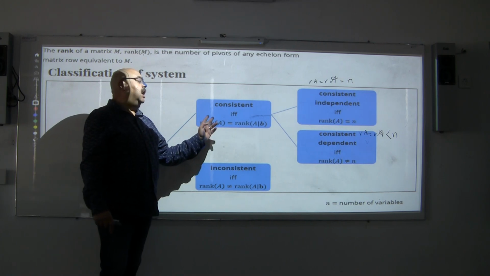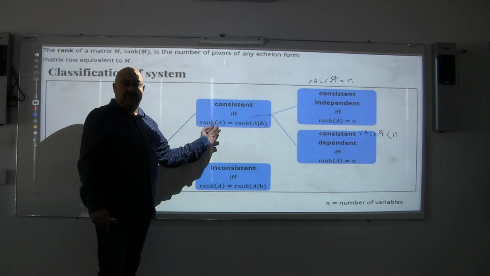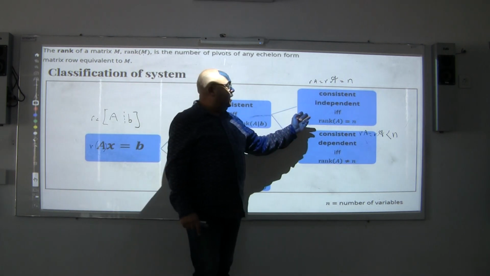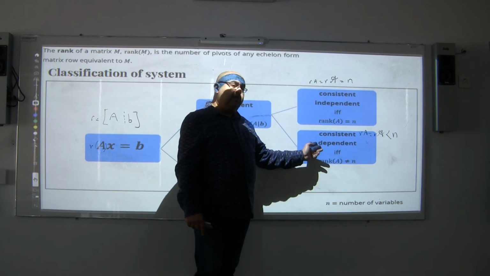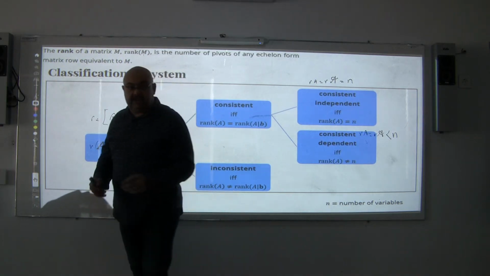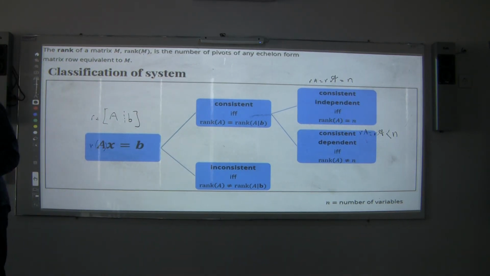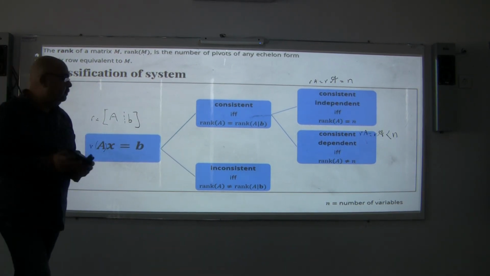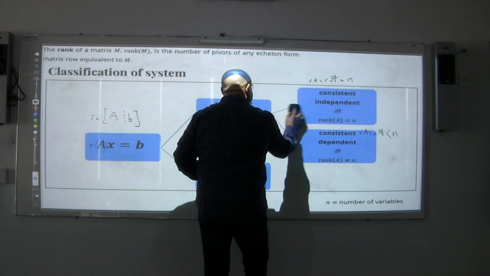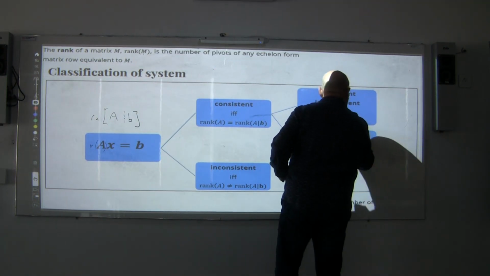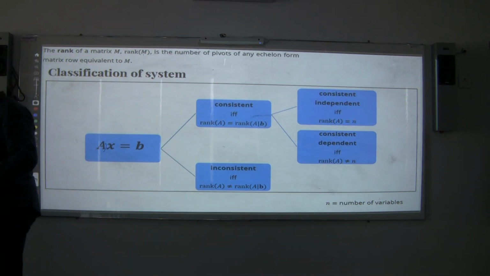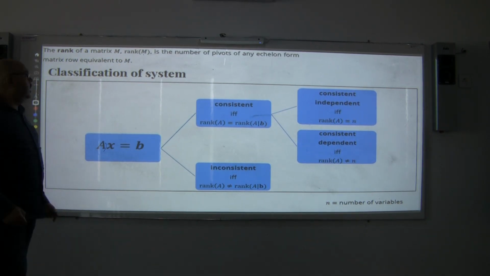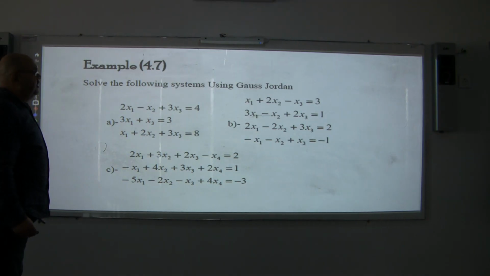If the two ranks are equal to each other, there is a solution. But the two ranks, I will compare them with the number of variables. If equal to the number of variables, then you will have a consistent independent solution. If less than the number of variables, you will have an infinite number of solutions, or a consistent dependent solution. These are the various types of solutions against the rank.